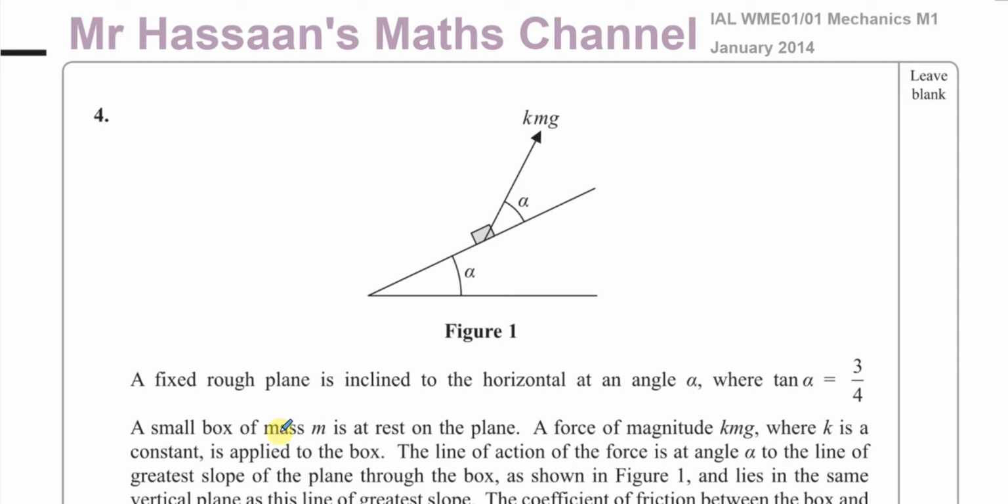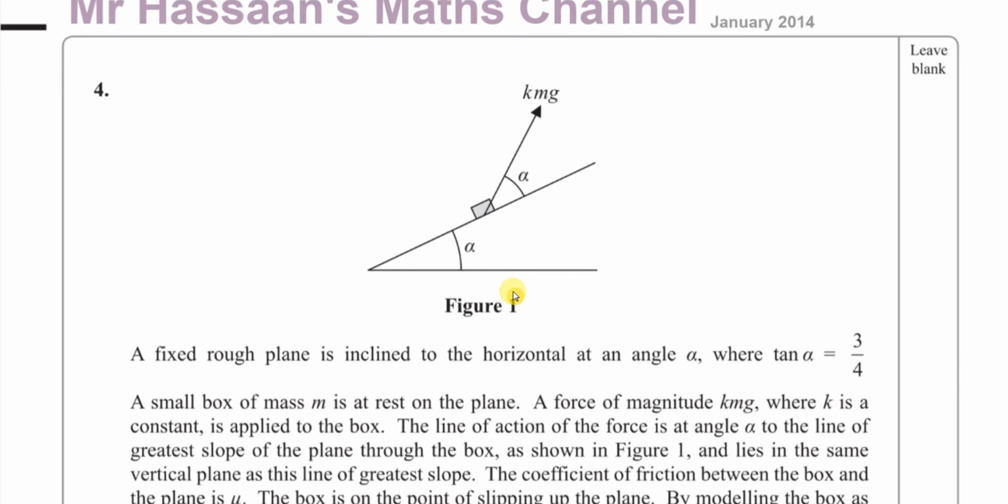It tells us that a small box of mass m is at rest on the plane. A force of magnitude kmg, where k is a constant, is applied to the box. The line of action of the force is at an angle of alpha to the line of greatest slope of the plane through the box. So that angle there is also alpha. The angle that this force is being applied with the plane is alpha.